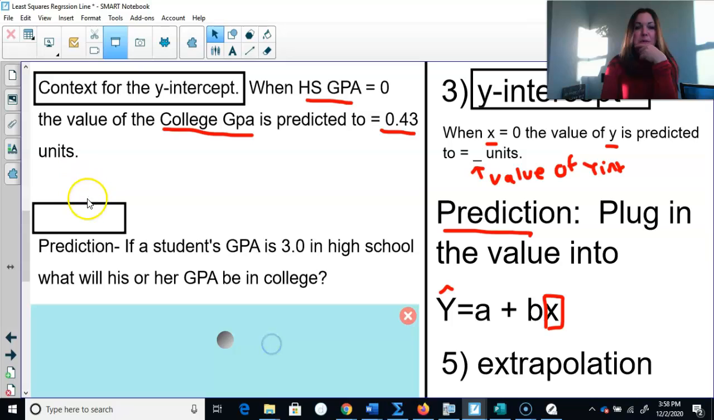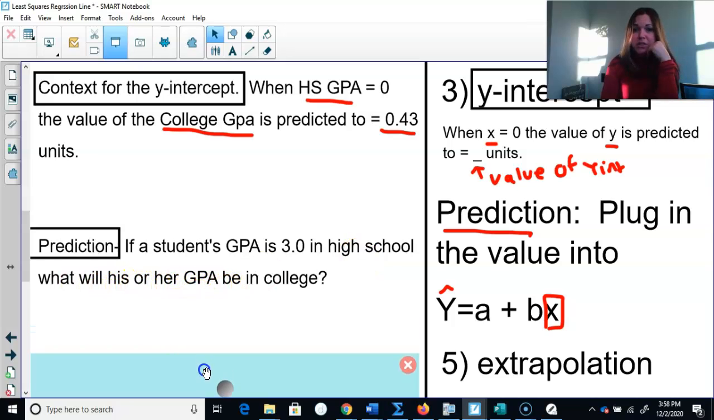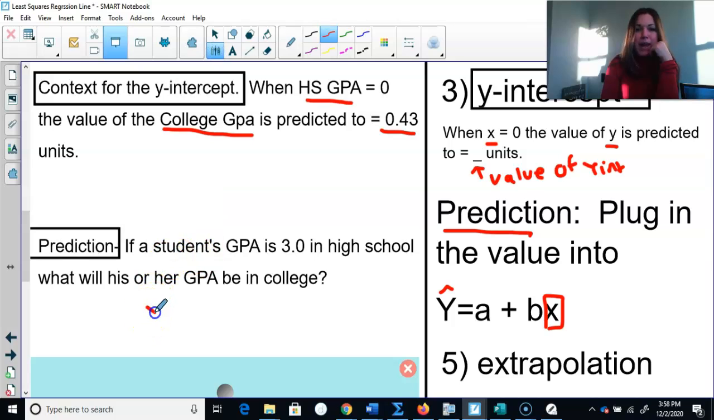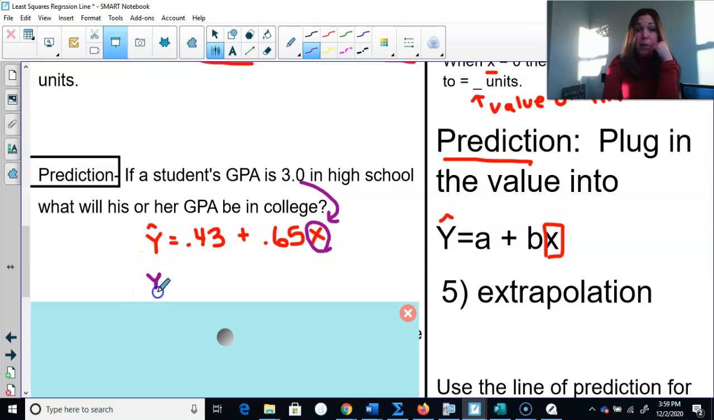So we use this for prediction. If a student's high school GPA is 3.0, what will his or her GPA be in college? We take our y hat equals 0.43 plus 0.65 times x. We know that x is our high school GPA, so we plug 3 in for x. y hat equals 0.43 plus 0.65 times 3.